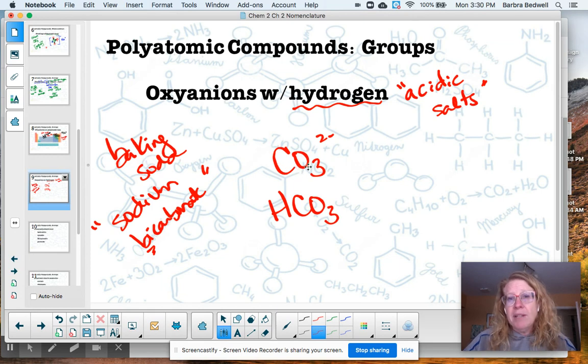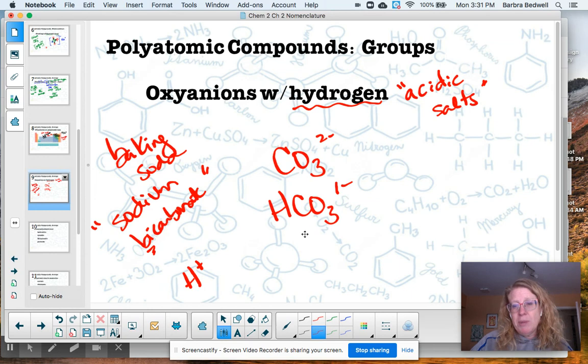Carbonate is 2-, which means it had to gain 2 different electrons. If hydrogen is bonding in one of those spots, the typical charge of a hydrogen ion is 1+. So if you take something that's a 2- and bond in a 1+ to it, the overall charge of this thing is now 1-. When we've got these acidic salts, the hydrogen in there does change the charge.